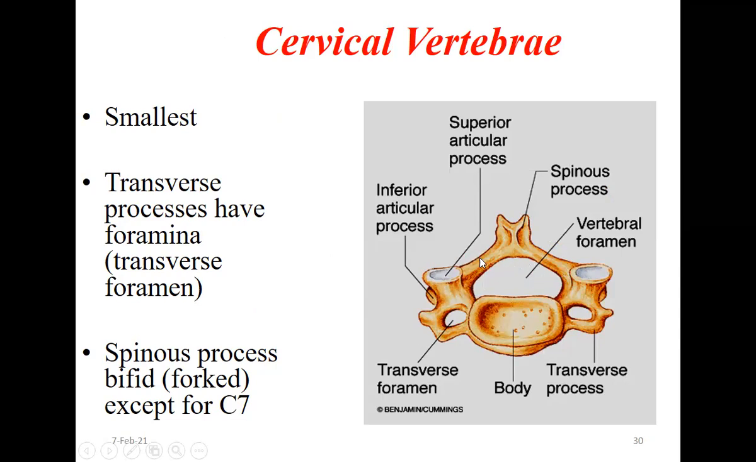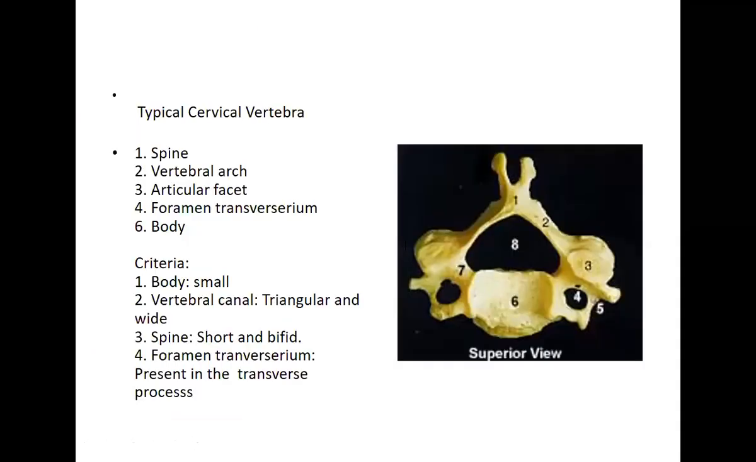This is called the pedicle. This is called the laminae. This is the transverse process here. Okay, so all these are there, but the spinous process is different. Then the transverse foramen is present in the cervical vertebra, in the neck, as I said. So this is the feature of a typical cervical vertebra. In the front, we have the spine, which is bifid. Then we have the vertebral arch on either side. Then we have the articular facet. Then we have the transverse foramen or foramen transversarium. Then the body. This is the body here.